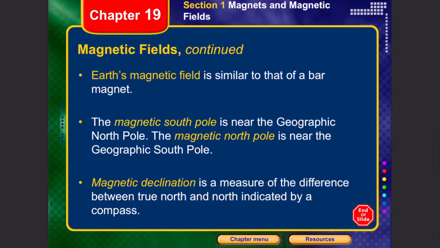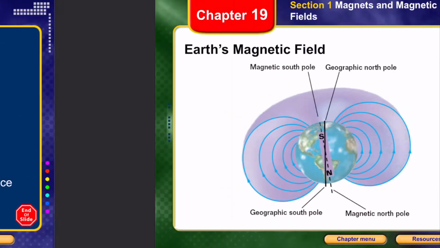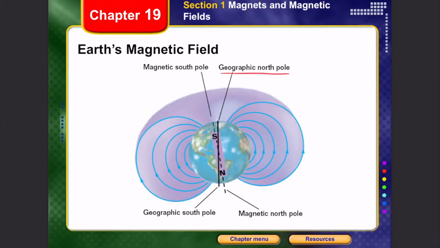This is how we generally draw the Earth's magnetic field. Earth's magnetic field is also similar to that of a bar magnet. Earth has two types of poles: geographic poles and magnetic poles. Why do we have two different poles? It is because of the way Earth rotates. The axis of rotation is not the same as the axis of the magnetic field. The axis of rotation we call the geographic north pole and the geographic south pole. And Earth actually has a tilt.